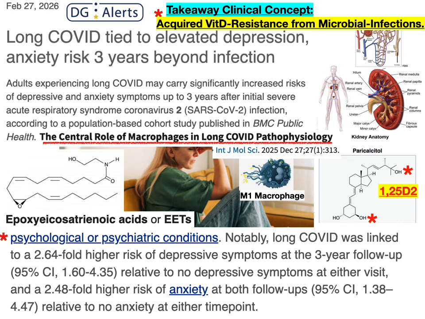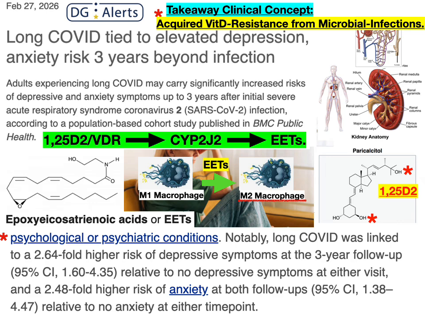In the center of this slide, again, is this key review from 2025, the central role of macrophages in long COVID pathophysiology, emphasizing the M1 macrophage phenotype being persistently upregulated in long COVID patients. How can M1 macrophages be downregulated and M2 macrophages be upregulated? Potentially through the stimulation of vitamin D receptors, utilizing agonists such as paricalcitol, 1,25 vitamin D2.